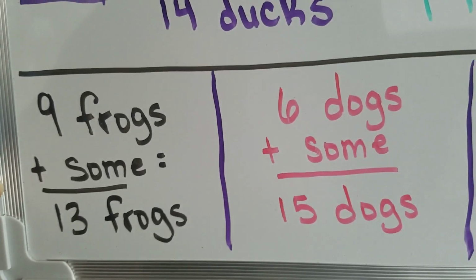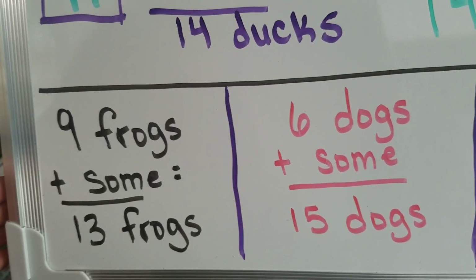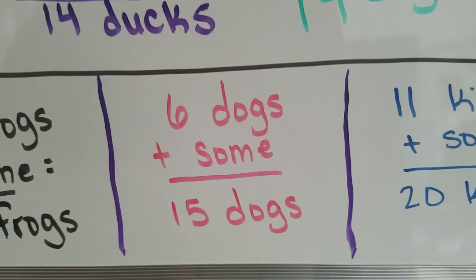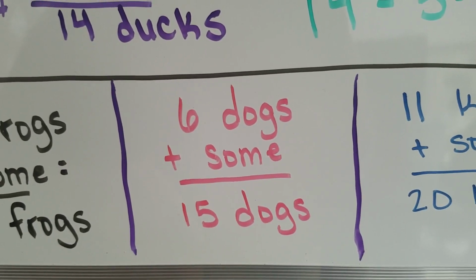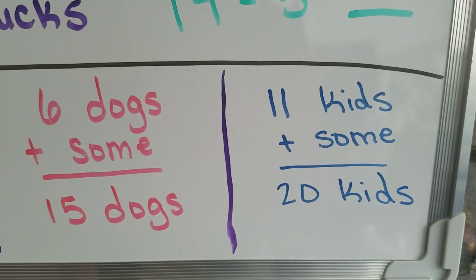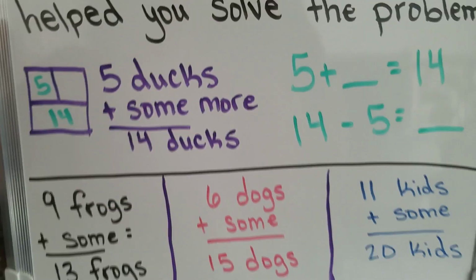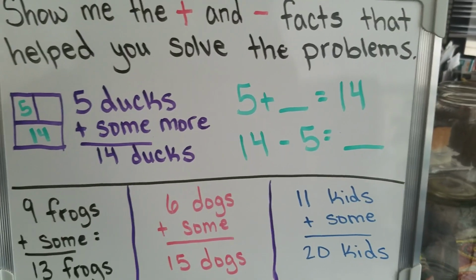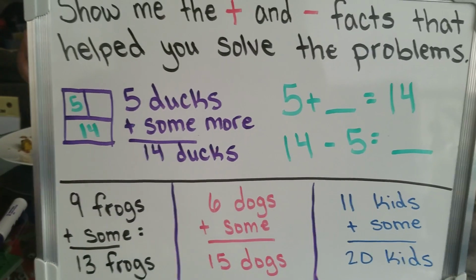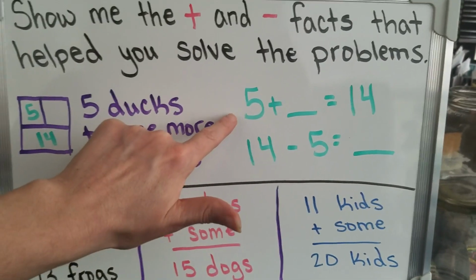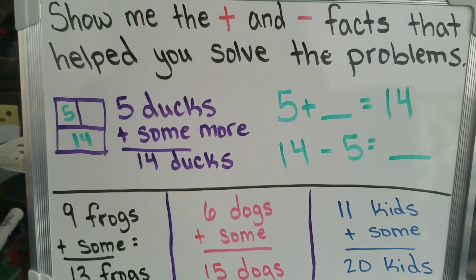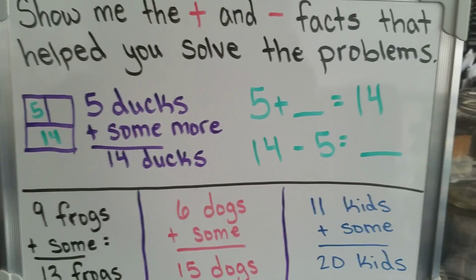9 frogs plus some more equals 13 frogs. Number 3, 6 dogs plus some more equals 15 dogs. And number 4, 11 kids plus some more equals 20 kids. So for each problem, you're going to figure out what the some more is. Show me a part whole box, an addition problem, and a subtraction. 1, 2, 3, 4 problems. All right, let me know if you need help. I'll be there.